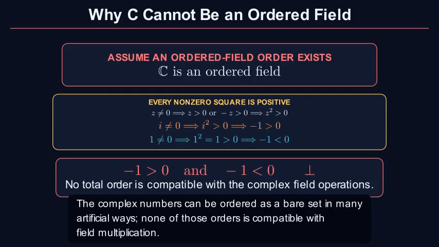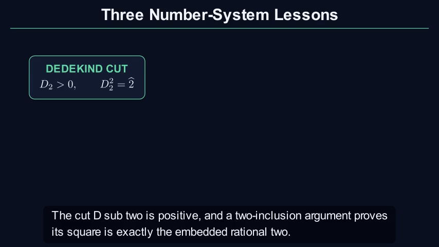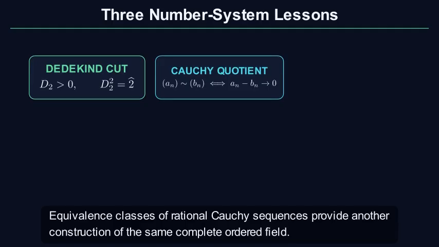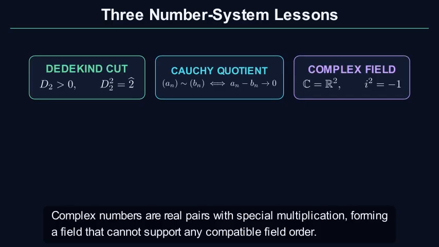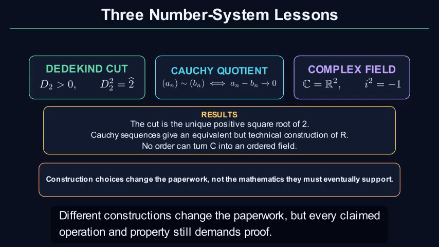The complex numbers can be ordered as a bare set in many artificial ways. None of those orders is compatible with field multiplication. The cut D sub 2 is positive. And a 2 inclusion argument proves its square is exactly the embedded rational 2. Equivalence classes of rational Cauchy sequences provide another construction of the same complete ordered field. Complex numbers are real pairs with special multiplication, forming a field that cannot support any compatible field order. Different constructions change the paperwork, but every claimed operation and property still demands proof.